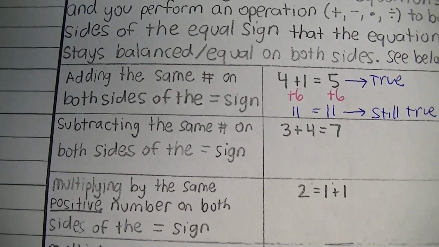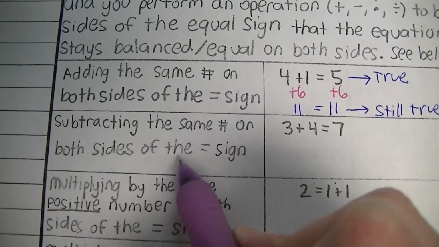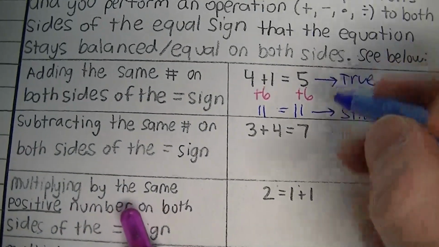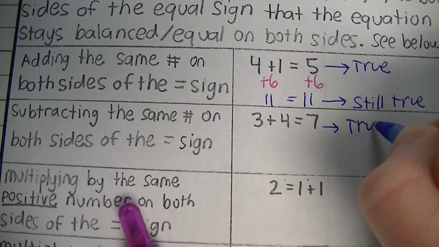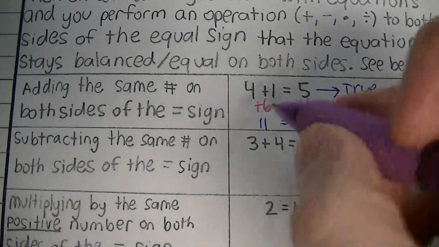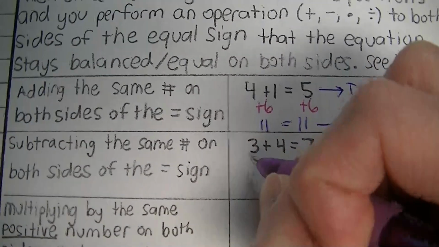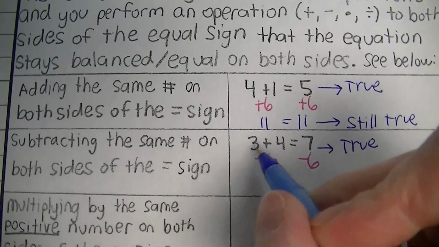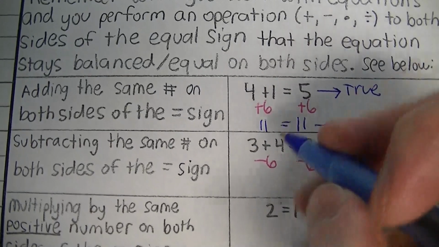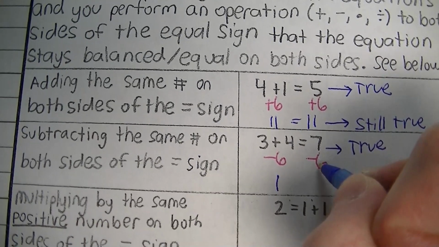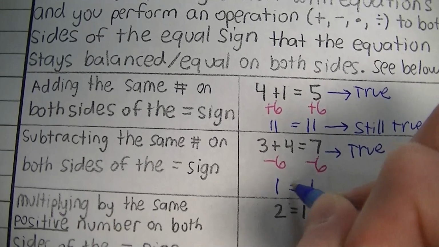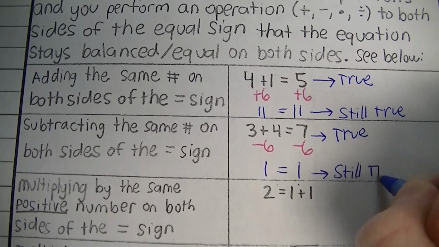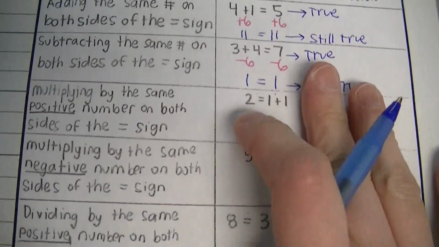Okay? So let's see what happens when we subtract the same number on both sides of the equal sign. First, let's make sure this is true. 3 plus 4, that equals 7, so yeah, that's true. Okay, now instead of adding 6, let's subtract 6, because we're going to subtract the same number. So subtract 6 from over here, subtract 6 from over there. Well, 3 plus 4 is 7, 7 minus 6 is 1, and then 7 minus 6, that's 1, so doesn't 1 equal 1? Yeah, it's still true. That equation is still true, even after we've subtracted 6 from both sides.